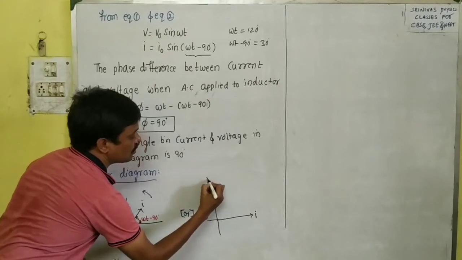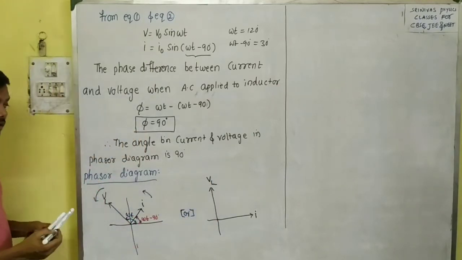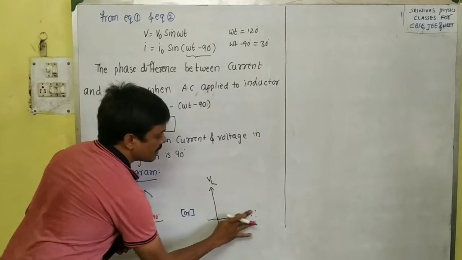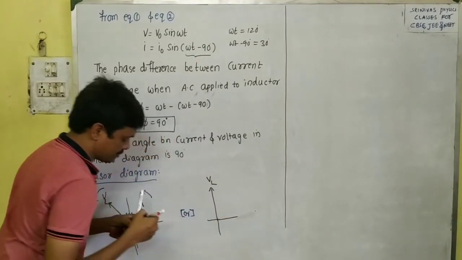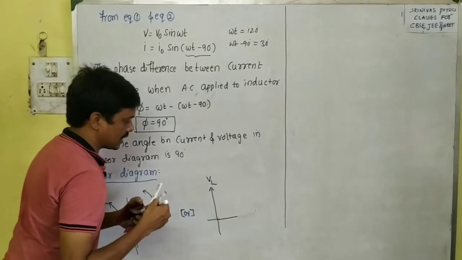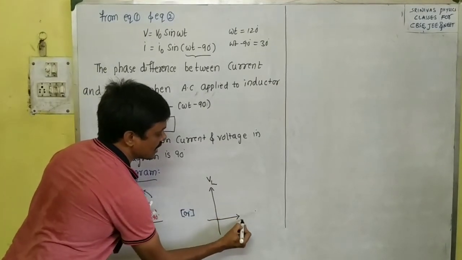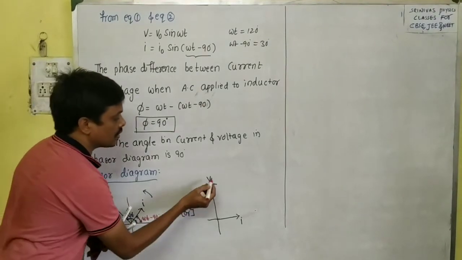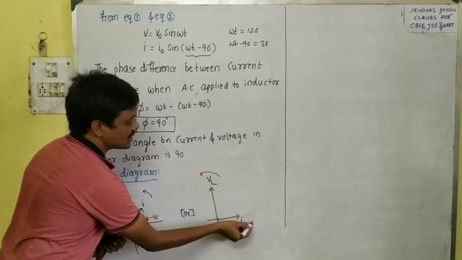And this is the voltage across the inductance. The two are taken as rotating vectors, but the current length should be less, right? We have to take the current length as less. This is the current, and we are taking them as rotating vectors, rotating in the anti-clockwise direction like this.